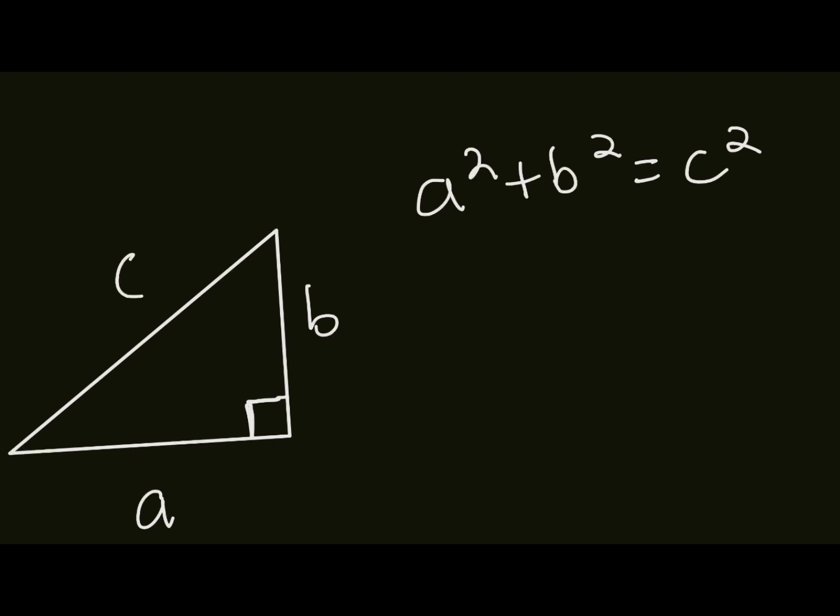You can see this is a right triangle with sides A, B, and C. This symbol denotes it is a right triangle. It means 90 degrees. So it turns out a squared plus b squared is equal to c squared. The proof is not necessarily needed to be known, but if interested, I would check out some other videos.